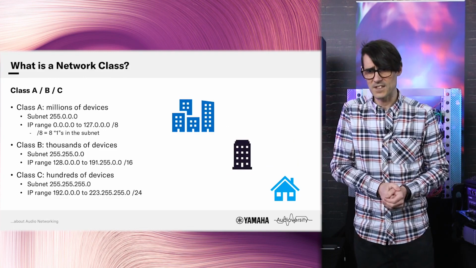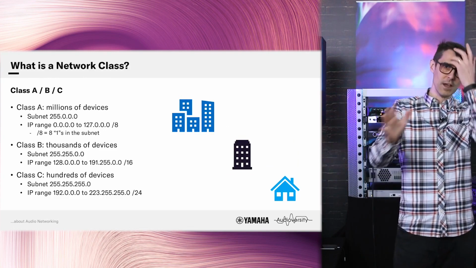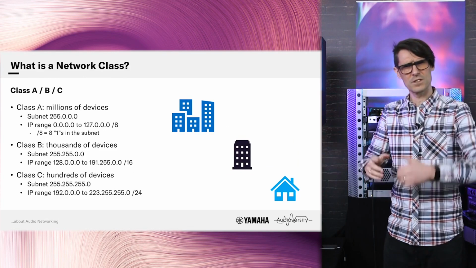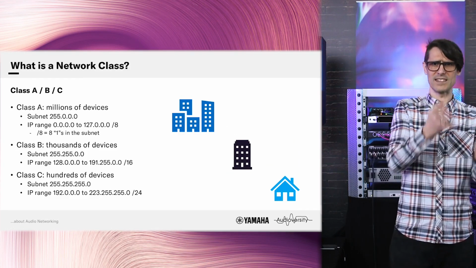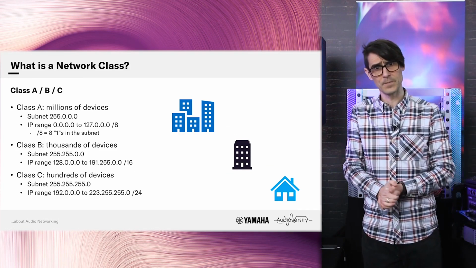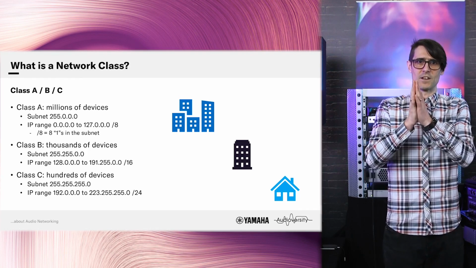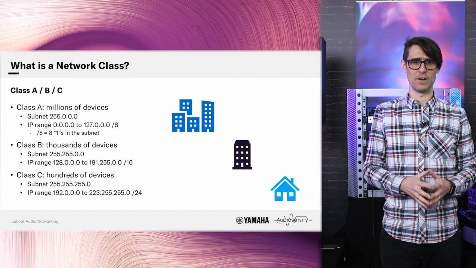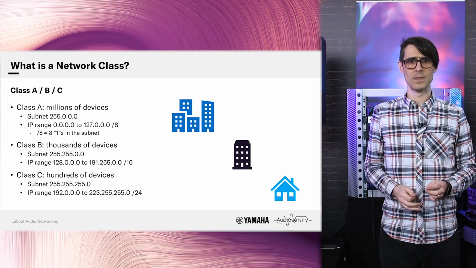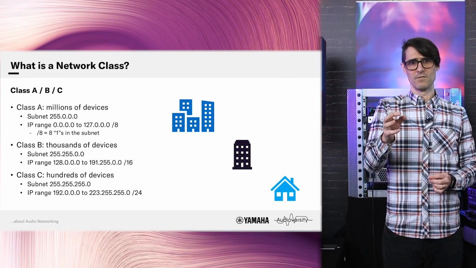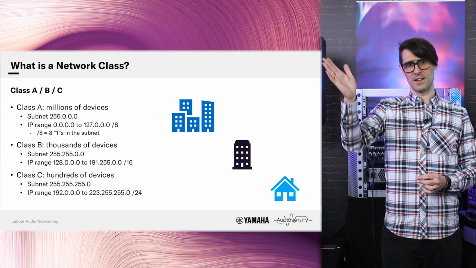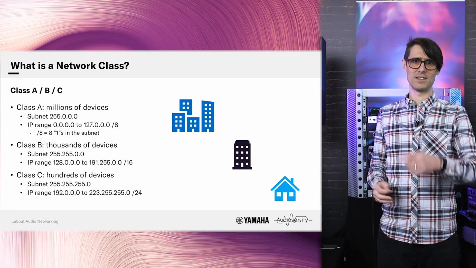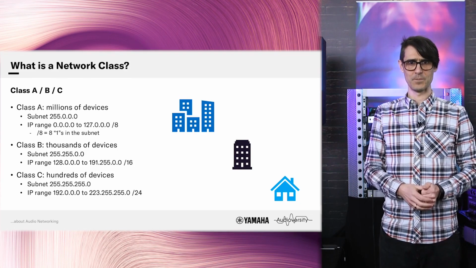Another thing we need to understand is the class of a network. Or you may hear people talking about, what's your class of network? Or is it a class B network or class C? Let's explain. First, a class A network can have millions of devices. It has the subnet 255.0.0.0. Sometimes you'll write the IP address, then a /8. That means a subnet has 8 ones in it.